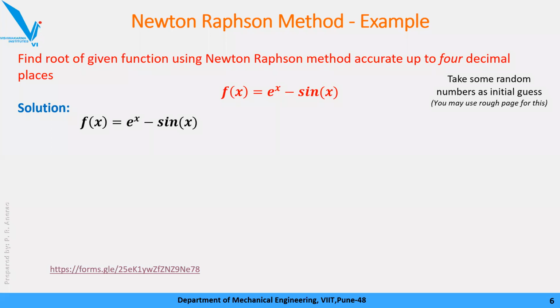There is one query from a student: if slope is equal to 1, can we consider it under convergence? Yes, actually whenever we hit slope equal to 1, probably you have the root.